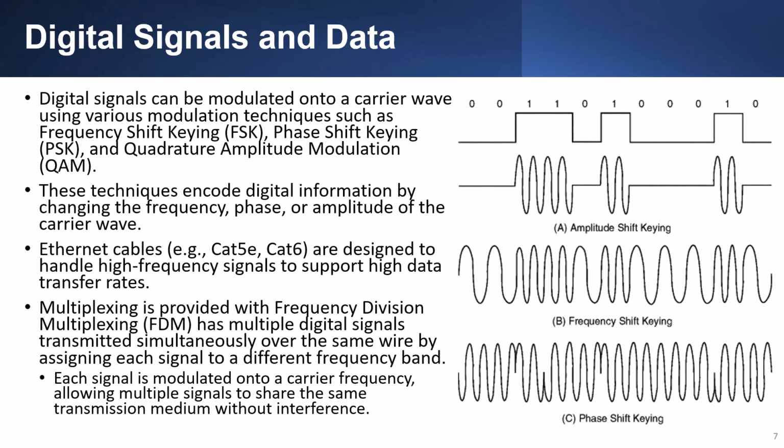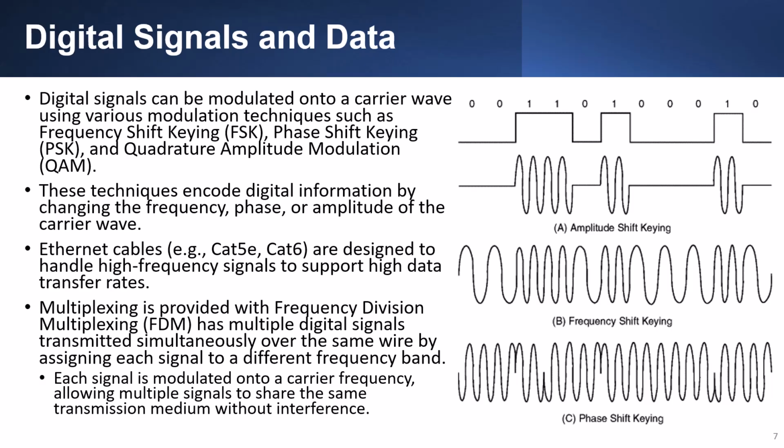Digital signals can be modulated into a carrier wave using various modulation techniques such as frequency shift keying, phase shift keying, and quadrature amplitude modulation. These techniques encode digital information by changing the frequency, phase, or amplitude of the carrier wave. Ethernet cables are designed to handle high-frequency signals to support high data transfer rates.